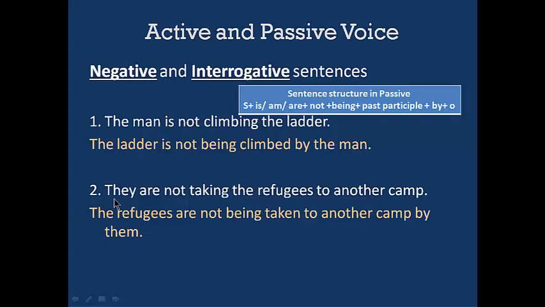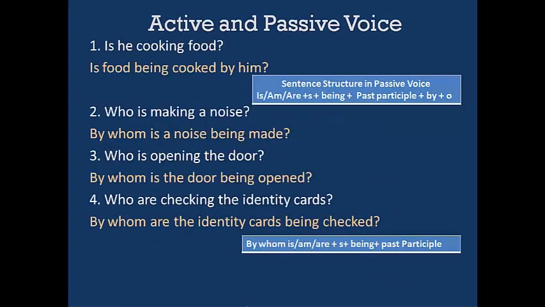Look at the second example. They are not taking the refugees to another camp. The refugees is the object here, so we take it to the subject place here. The refugees are not being taken to another camp by them. For interrogative sentences, as you know, in present continuous, we have is, am, and are in the beginning of the sentences. Is he cooking food? Is food being cooked by him?